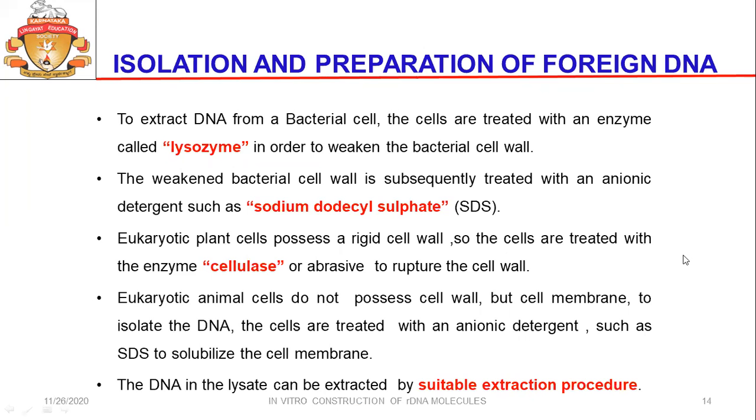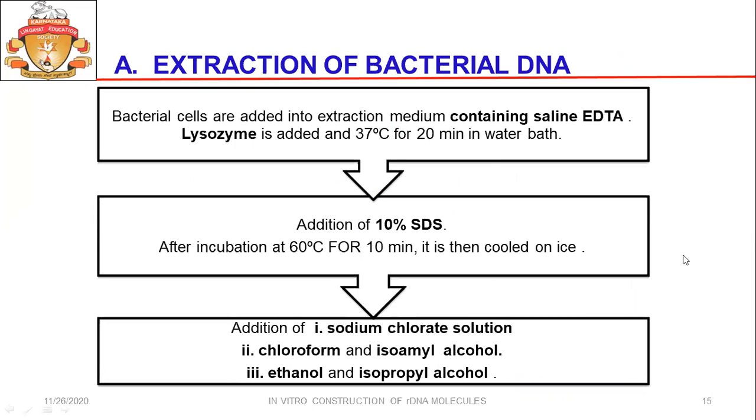The procedure goes like this. The first step is the extraction of bacterial DNA. So the bacterial cells are added into an extraction medium containing saline EDTA. So here, in saline EDTA, the salinity is to prevent strand separation. We want the double-stranded plasmid to be double-stranded DNA to be like that. We do not want to separate it.